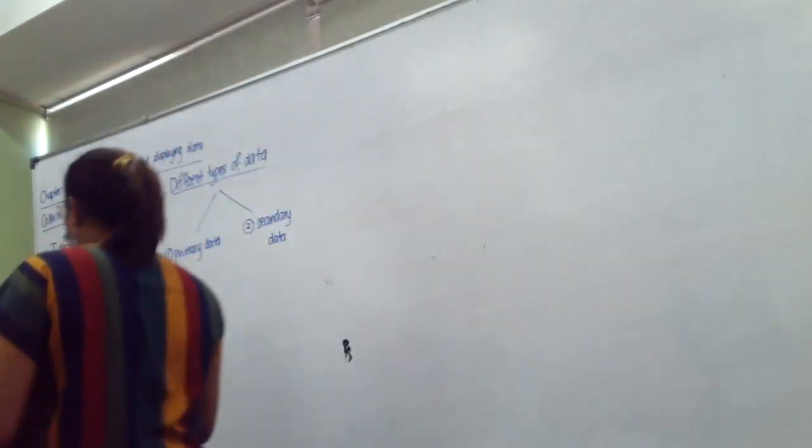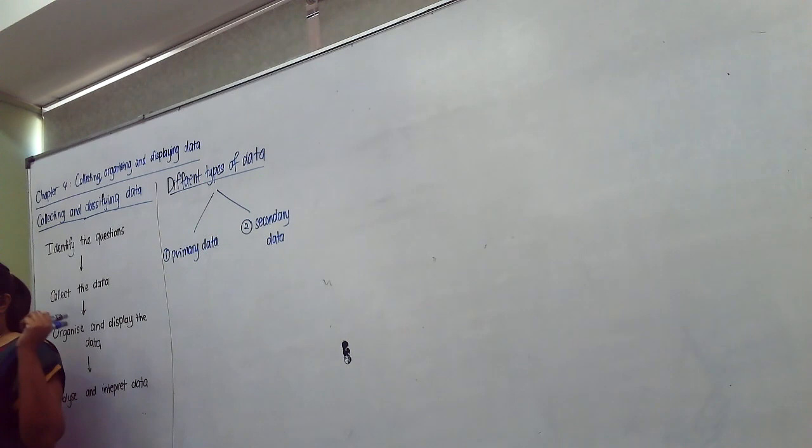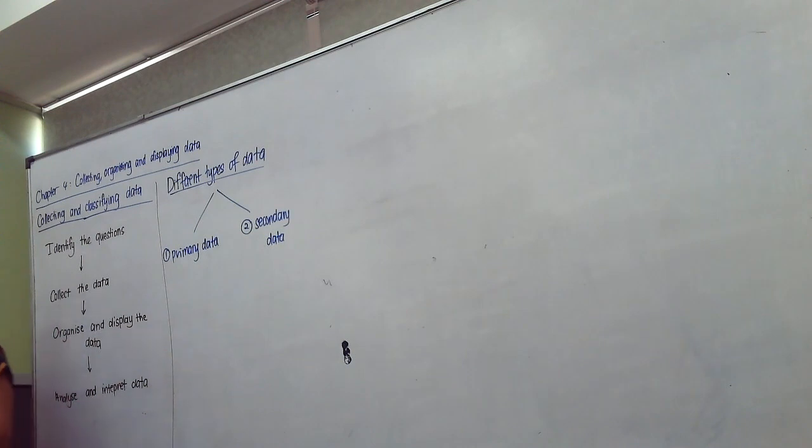Okay, so today we will be going through chapter 4, collecting, organizing, and displaying data. In year 7, we have already done this chapter, correct? The pie charts, calculating the mean, median, and mode, stem and leaf diagrams, bar charts, and pictograms. All this we have already learned in year 7. We have also learned the different kinds of data, the primary data and the secondary data.